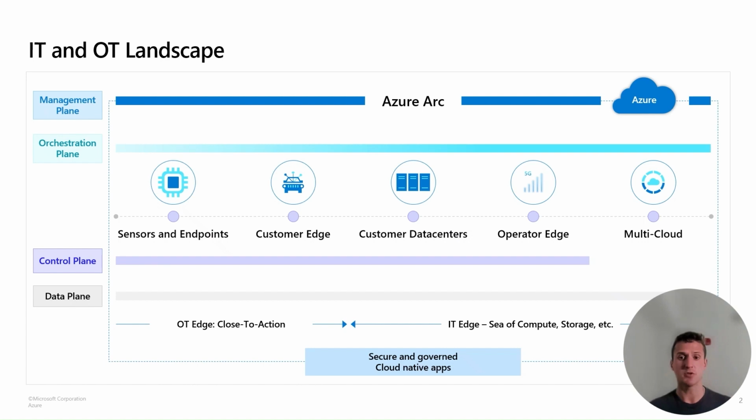Then we have the orchestration plane, in order to manage all the workloads and all the services and all the Kubernetes things that are running inside this infrastructure, available both on the cloud and on the edge. And finally, we have the management plane, in order to project all the resources to the cloud, and using Azure Arc, enable all these Azure services on the infrastructure provided by the customer.